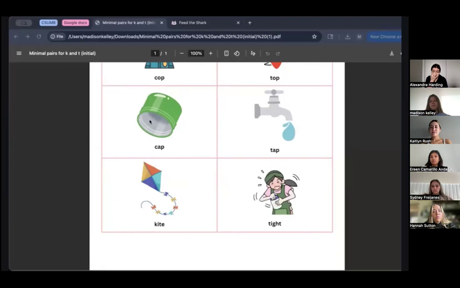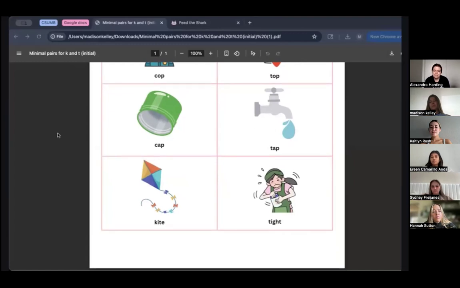Can you say cap? Dap. I heard tap, like turning on a faucet, but a cap goes on our water bottle. So let's try with our back sound. Cap. Nice job. Now can you say tap, like when you tap a table? Dap. That's it. You're really listening to the sounds. So let's do our very last one.